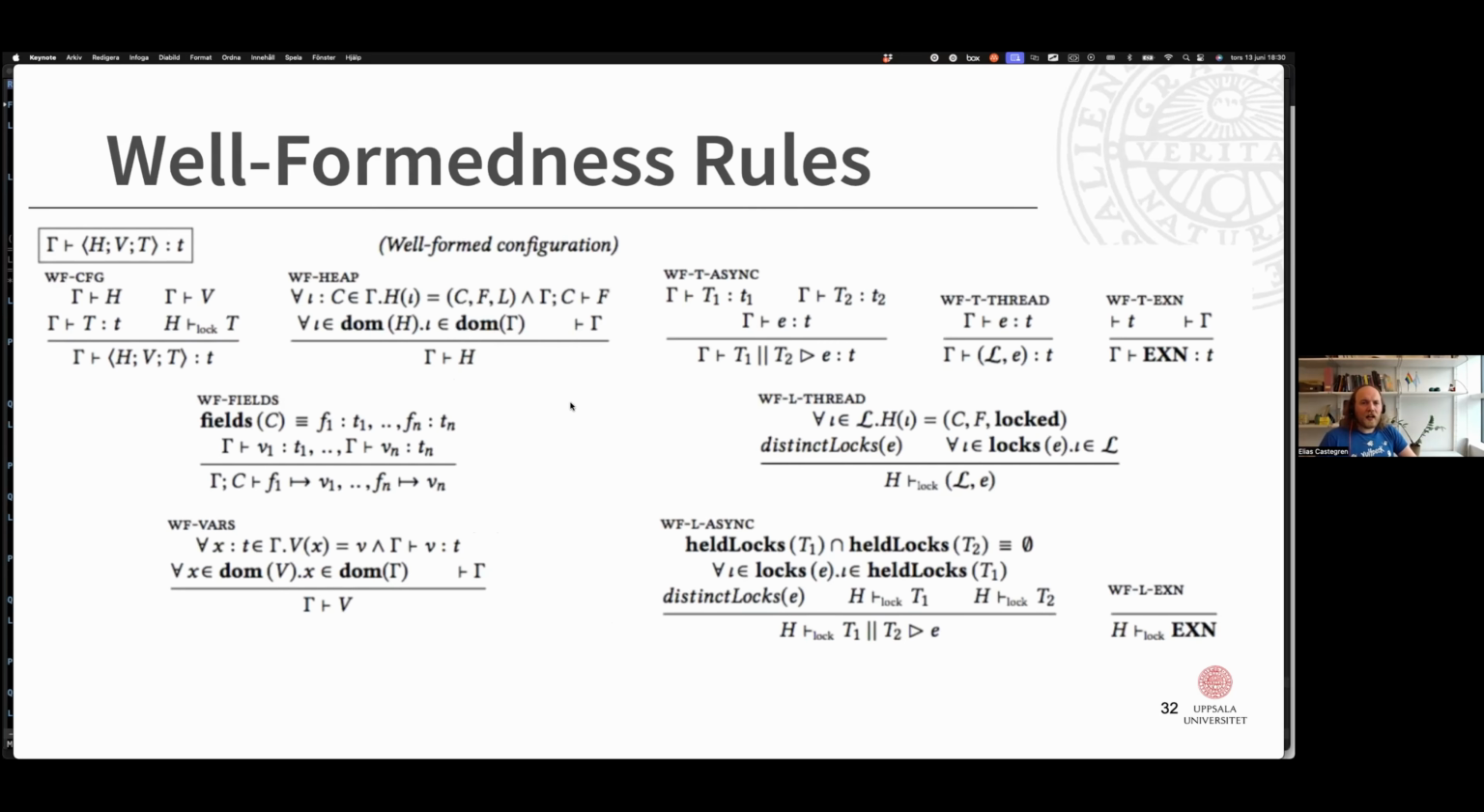So finally, then the well-formedness rules. Let's not go through them. It's basically saying what makes a configuration well-formed. Well, the heap should be well-formed, the variables should be well-formed, the threads should be well-formed, and the threads should also be well-formed with respect to locking. So basically saying that 2 threads cannot hold the same lock, for example.